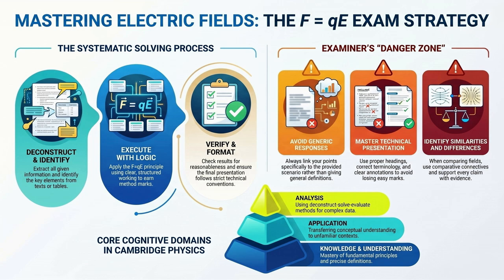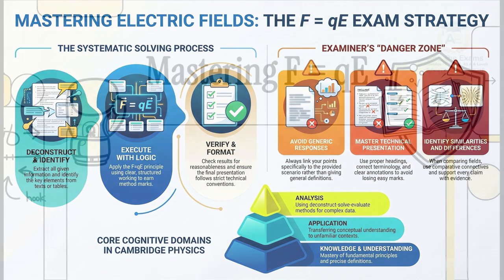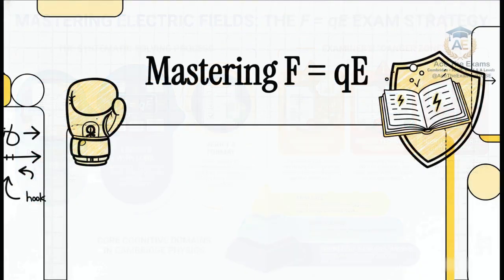Welcome to this explainer, where we are going to bridge the massive gap between just having a theoretical understanding of electric fields and actually achieving top-tier, flawless exam execution. Listen, I want you to think of your Cambridge physics exam as a heavyweight boxing match. Seriously. To win this match, you don't just need raw power, you need high-level strategy. You need to float like a concept and sting like evidence.